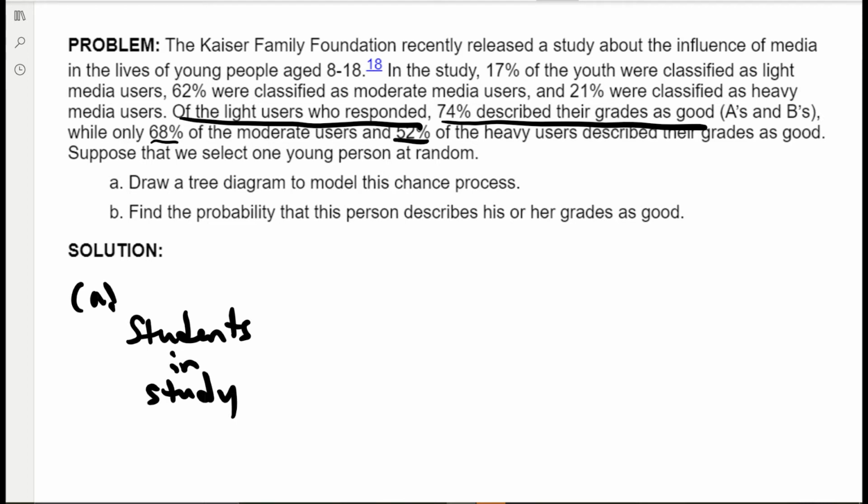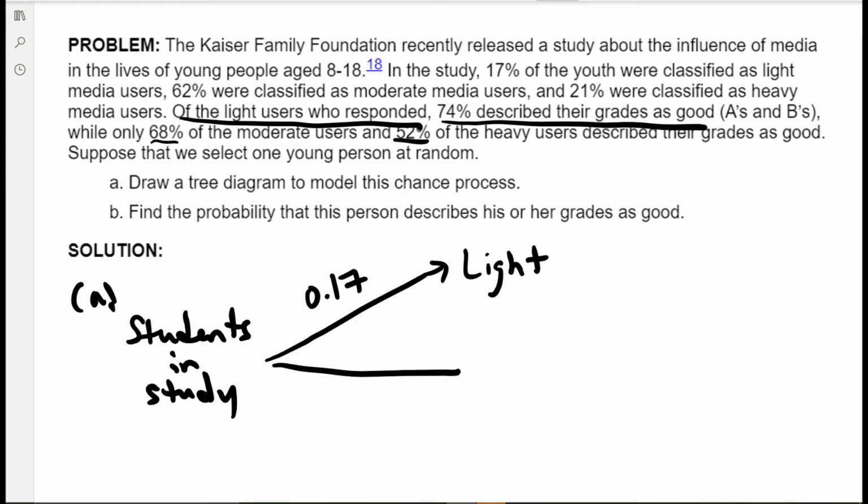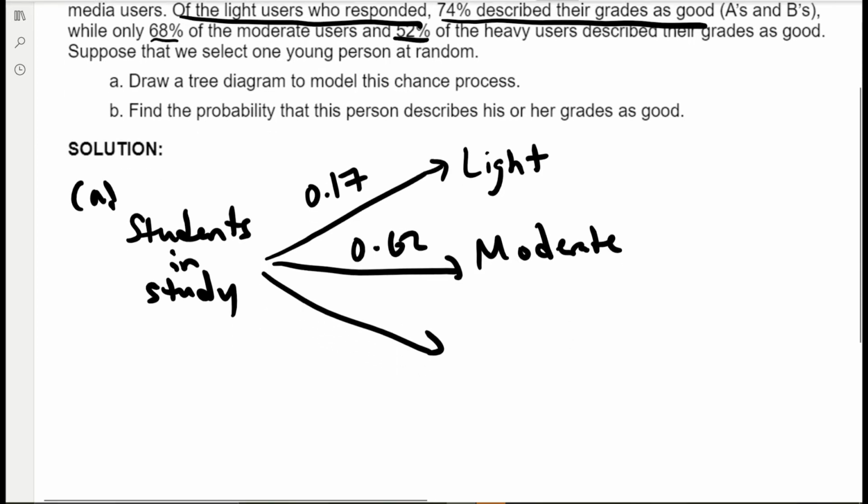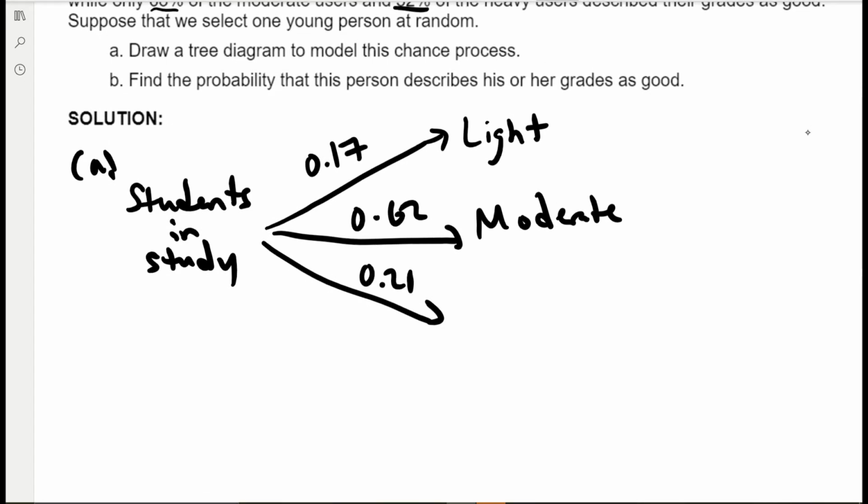All right, so of the students in the study, we know that 17% are described as light users, right? So this is a light user. We know that 62% are classified as moderate users. And it says here that 21%, so there's a 0.21 chance, is described as heavy users.